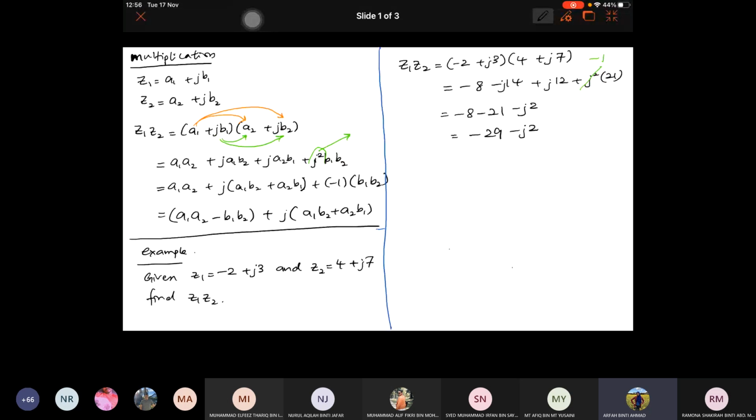So another example, awak ada. Example ni ada dalam slide soalan dia. Solution tadi. Z1 sama dengan 1 tolak J2 and Z2 sama dengan negatif 2 tolak J2. Okay. Dia kata find Z1 darab Z2. So 1 tolak J2 darabkan negatif 2 tolak J2. So dapat berapa?